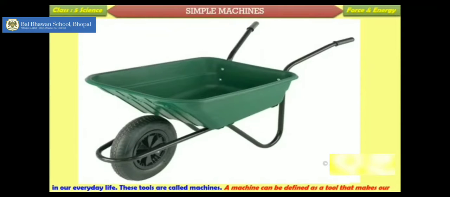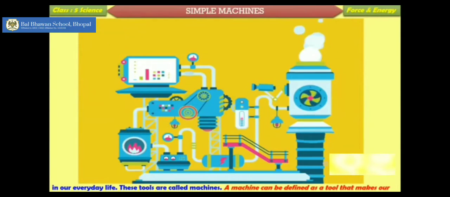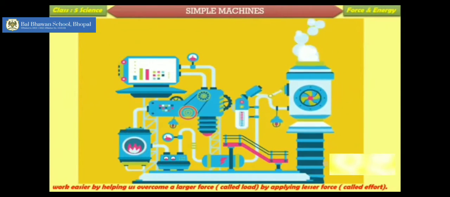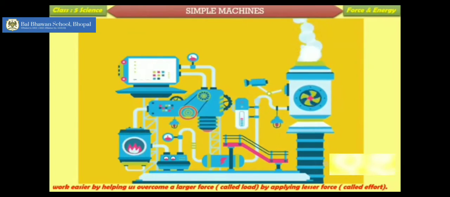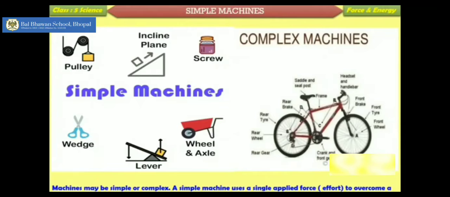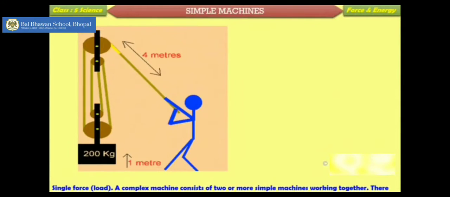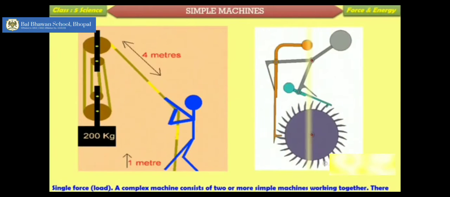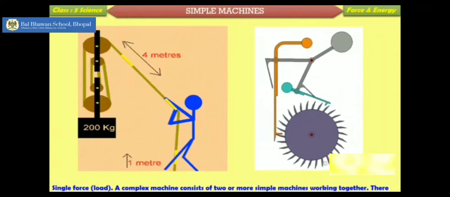Scientifically, a machine can be defined as a tool that makes our work easier by helping us overcome a larger force called load by applying a lesser force called an effort. Now the machines can be of two types. They can be simple machines or complex machines. A simple machine uses a single applied force, effort, to overcome a single force called load. A complex machine consists of two or more simple machines working together.